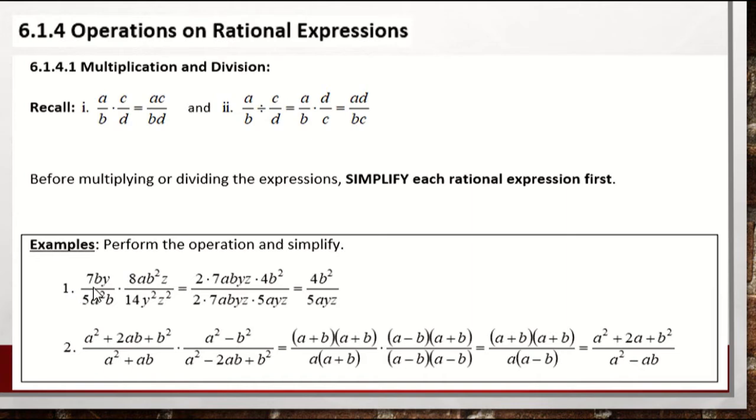Number 1. We have here 7by over 5a squared b times 8ab squared z over 14y squared z squared. Okay? Since there are common factors, we can take them out first so that we can cancel them. The 7, its factor is 1 in itself because it is a prime number. The 8 can be 2 times 2 times 2. The 5 is 1 times 5. The 14 is 7 times 2.